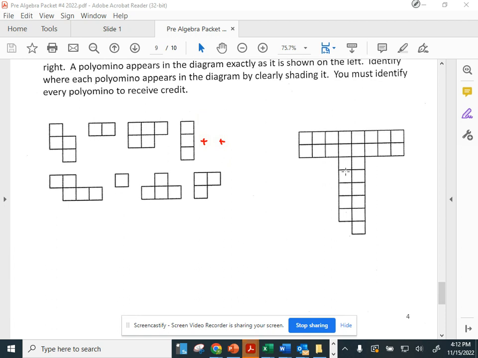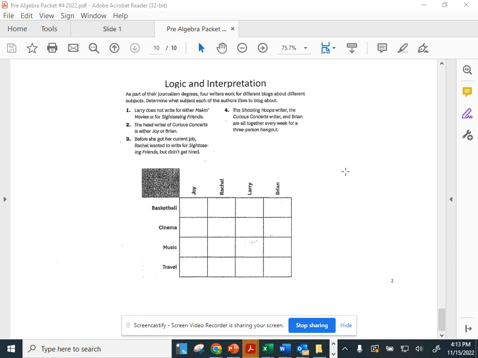Our next page is our polynomials. So find out how they all fit into that shape. Then we're on to our logic page, our last page. So read through what they tell us and you're going to mark it on the table. The thing to keep in mind for this page is what they tell us isn't exactly the words that are used in the table, and we have to figure out what they're talking about. So we have to determine what subject each of the authors likes to brag about.